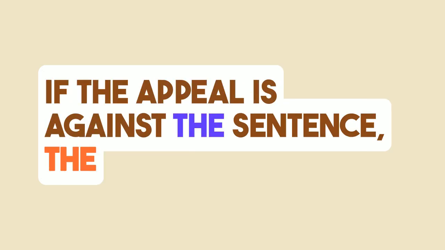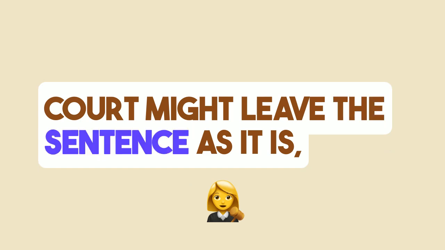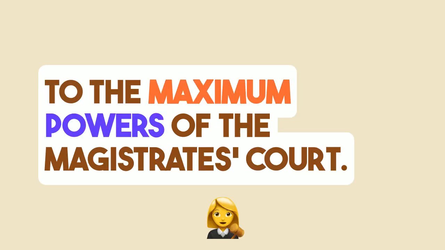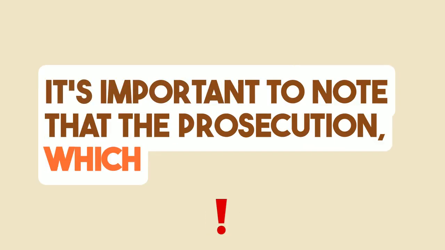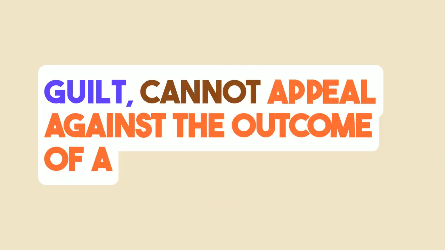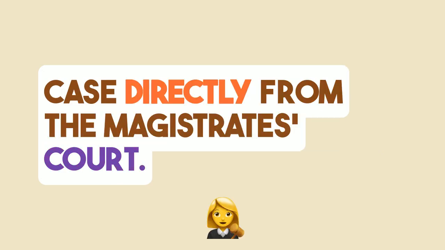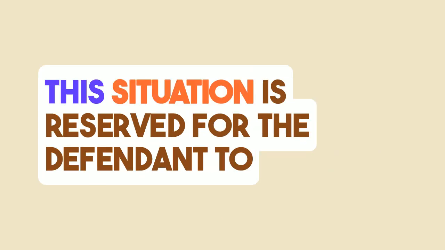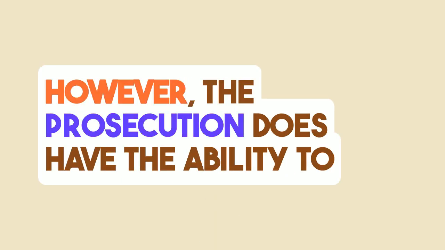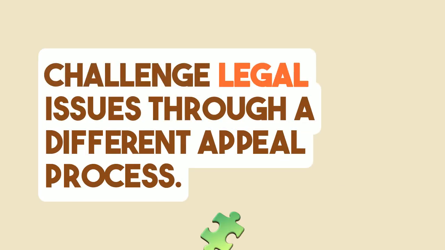If the appeal is against the sentence, the court might leave the sentence as it is, or it could increase it, but only up to the maximum powers of the Magistrates Court. It's important to note that the prosecution, which is the party responsible for proving the defendant's guilt, cannot appeal against the outcome of a case directly from the Magistrates Court. This is because the right to appeal in this situation is reserved for the defendant to protect against potential miscarriages of justice. However, the prosecution does have the ability to challenge legal issues through a different appeal process.